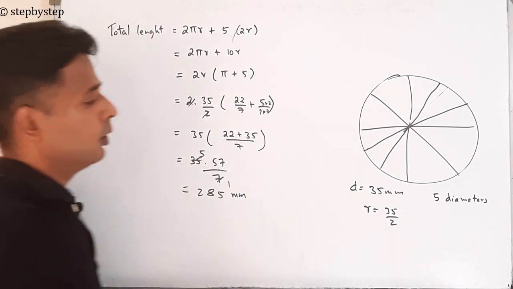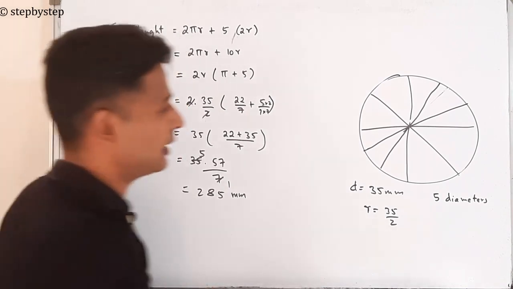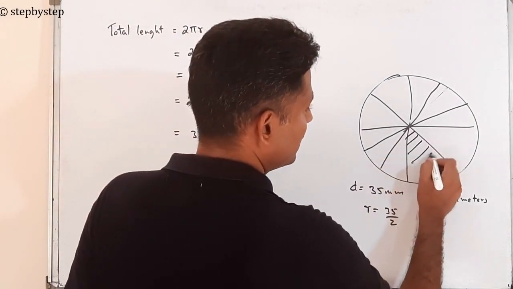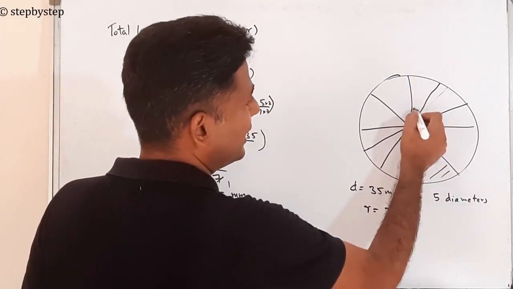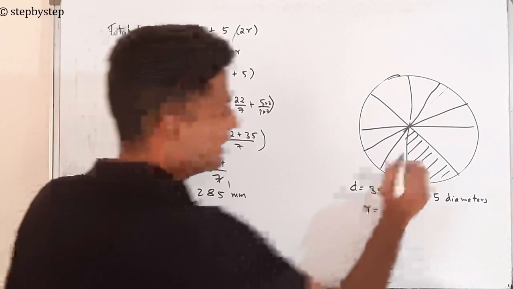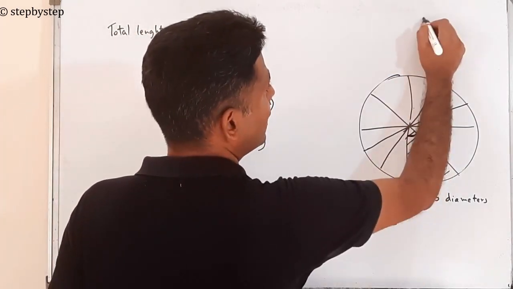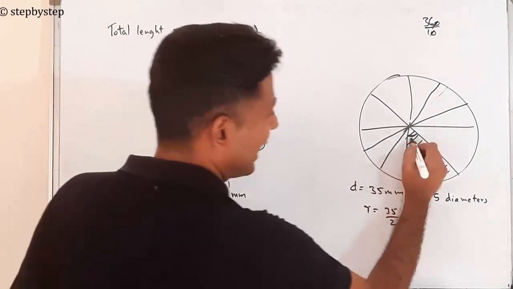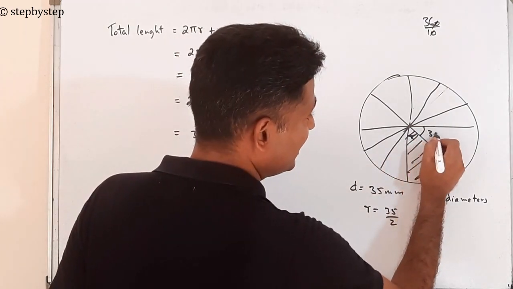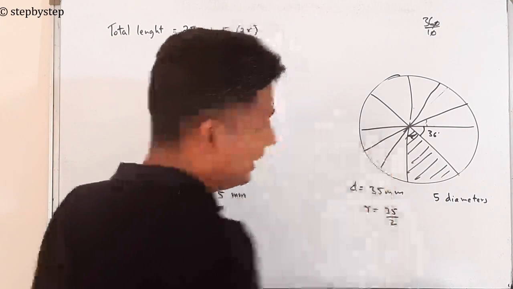Now they have asked you the area swept by one sector. Since there are 5 diameters, the circle has been divided into 10 sectors. So what is the angle made by one sector? 360 by 10, or 36 degrees. Each of the angles will be 36.